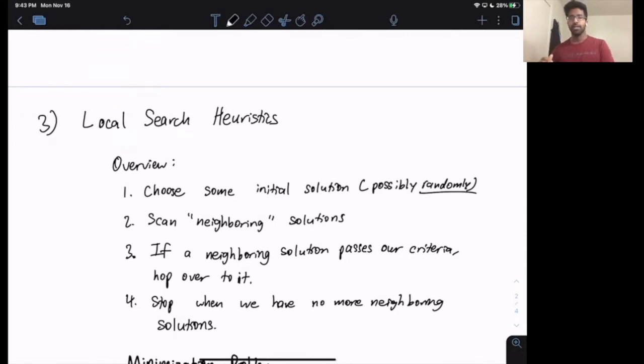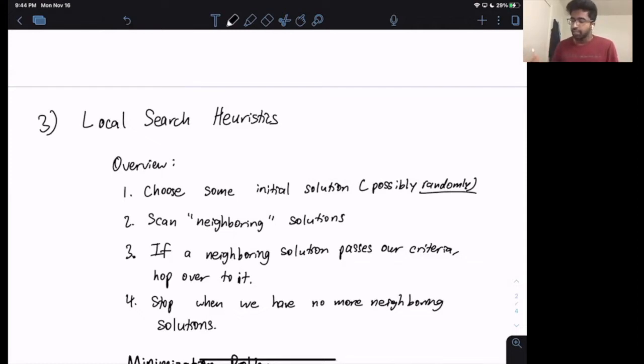Step number 2 is going to be, all right, scan neighboring solutions. And when I say neighboring, I mean solutions that are pretty close to the solution that we initially chose, but maybe off by a little bit, different by a little bit, right? So let's say we have a bunch of edges or a cycle in a graph, right? Why don't we change a couple edges on the path? It's basically like tinkering with our current solution a little bit to come up with another solution that's slightly different. So that's step number 2, right? So scan for all the possible neighboring or similar solutions.